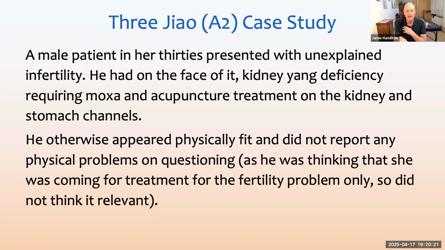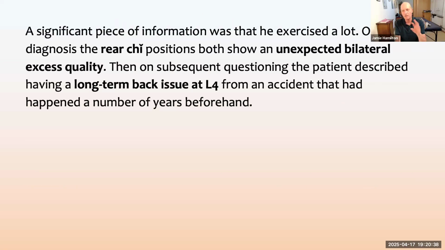So basically, you might have found this with people, that sometimes they don't say all the things that are important in the case. They just want you to get on with the treatment. This is what I then found out: he exercised a lot, in my opinion too much. And on the pulse diagnosis, the rear position, the third position, on both sides showed an unexpected bilateral excess quality.